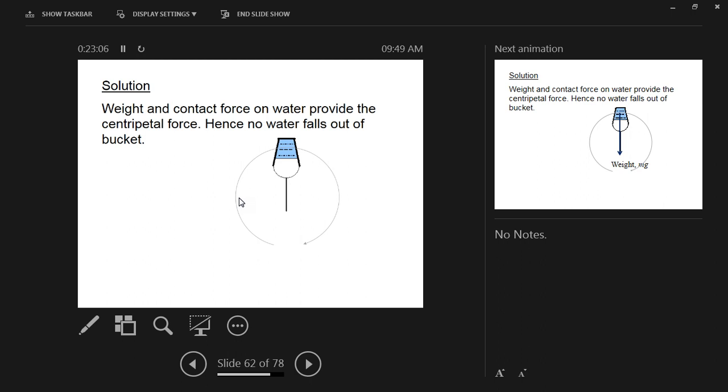Okay, with that, let's move on to part B. Now we are going to do some calculation. You're asked to calculate the minimum speed of the bucket in order for the water inside to stay.